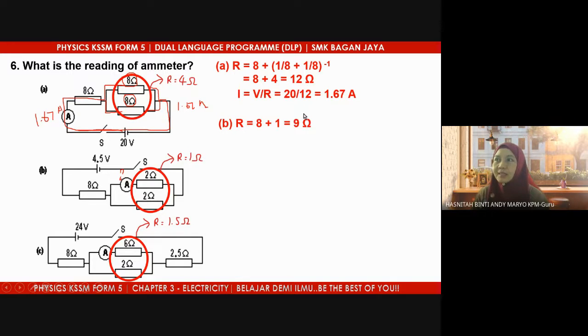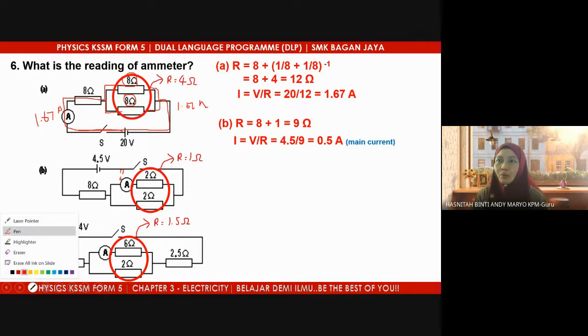So first, this is the effective resistance. You know how to find it, right? 8 plus 1 here. Then find the main current flow first. How to find the main current? The voltage 4.5 from the battery divided by the effective resistance. So 0.5 is the main current. Main current flows where? If I add an ammeter here, 0.5 current flows here, Junwei.